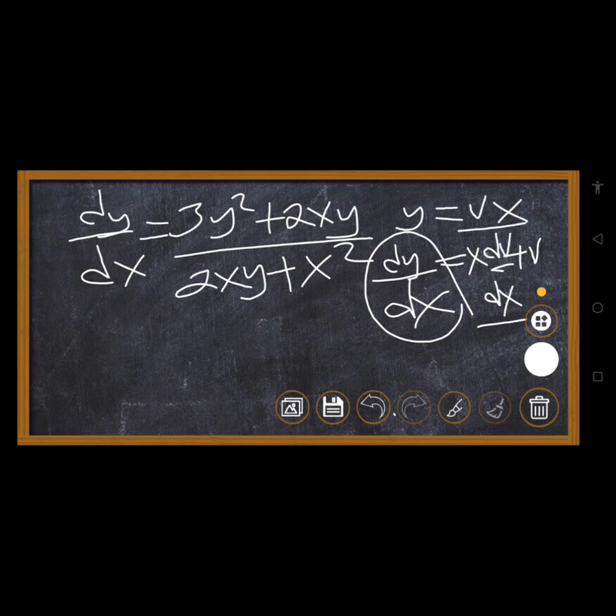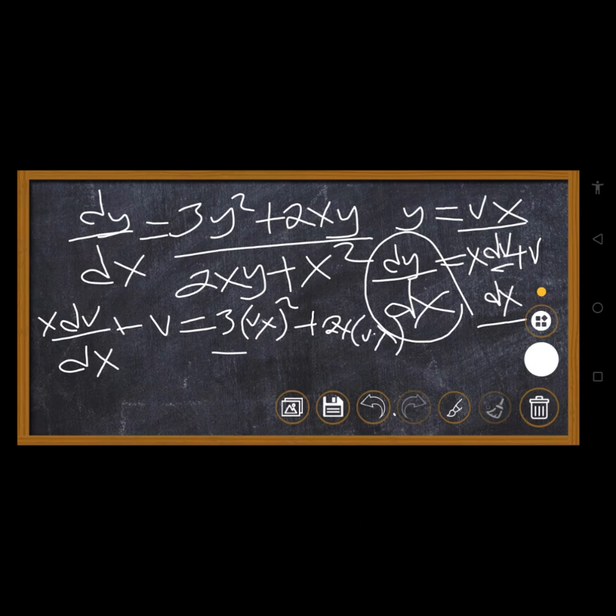So let's do that. Where there is dy over dx, we have x dv over dx plus v equals 3. Remember, where there is y, we will replace it with vx. We have squared here plus 2x, where there is y over 2x, we replace with vx over 2x, where there is y, we replace with vx. Again here we have x squared. So we have this. Let's simplify it.